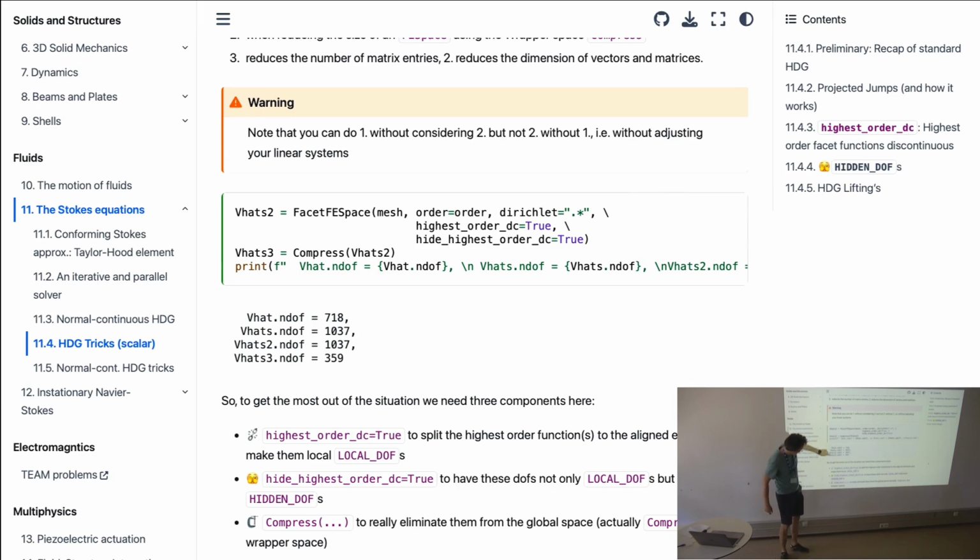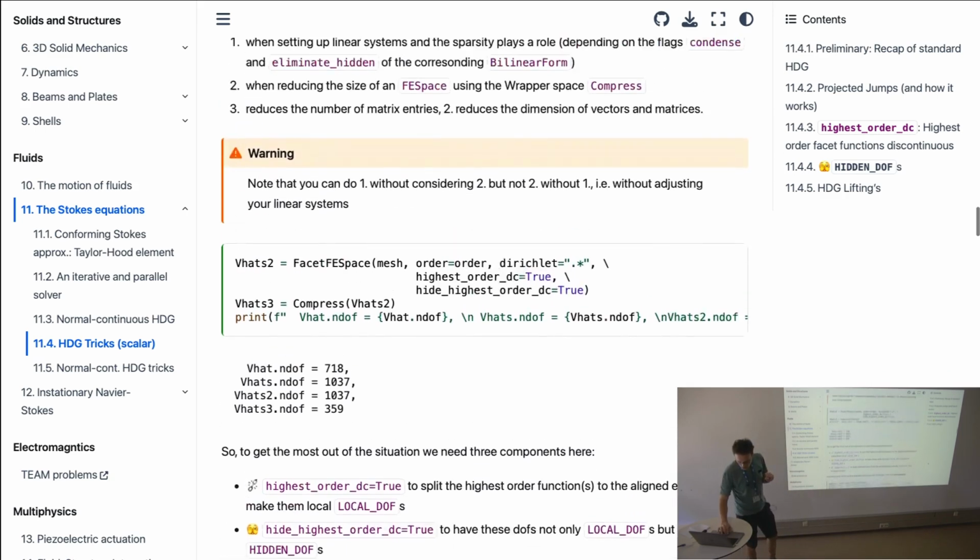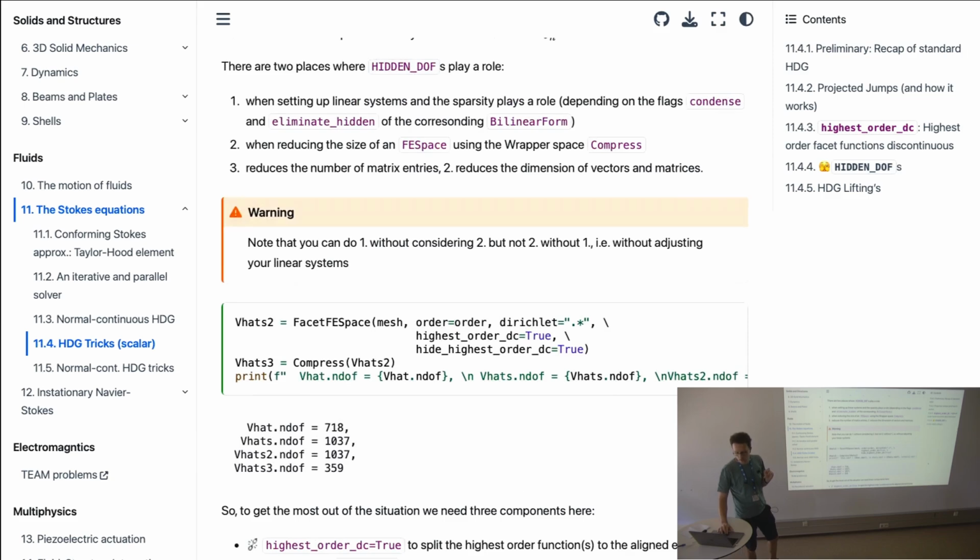Let's see. Here we have V hat. This is the standard facet space of order 1. V hat S is the one where the highest order is split into the two parts. Then we have the one where we mark some of them as hidden DOFs. That doesn't change the number of unknowns yet. Only after I use the compress, I get down to essentially just one unknown per facet in the case of P1. So far, so good. Any questions at that point?